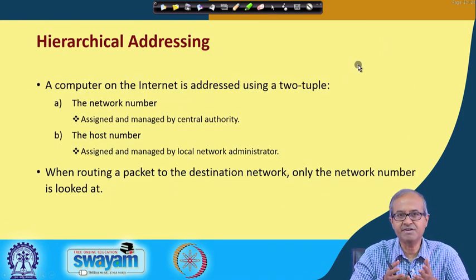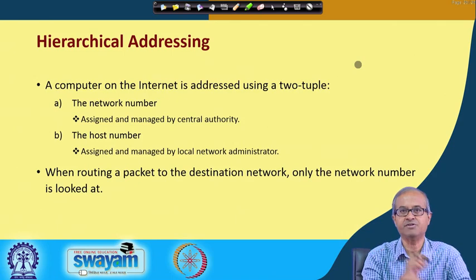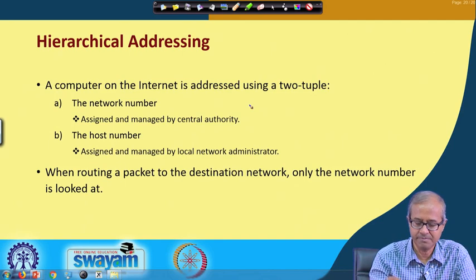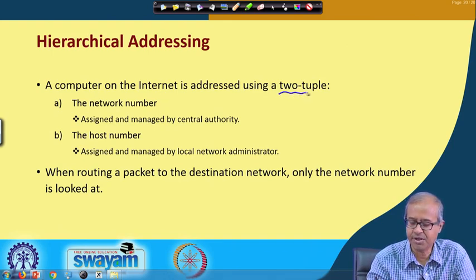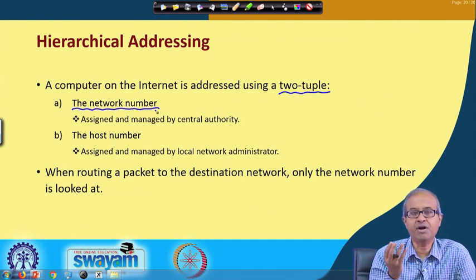Now, this hierarchical addressing I have already talked about, that the way we address a computer is in two parts: address of the network and address of the host. So, here I am just repeating it again. Every host or computer that is connected to the internet is identified by two things, a two-tuple. The first one I mentioned already, the network number. Network number has to be unique. All the networks in the world must be assigned a unique number, each of them must be unique.